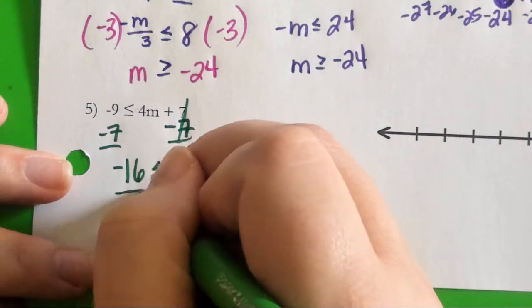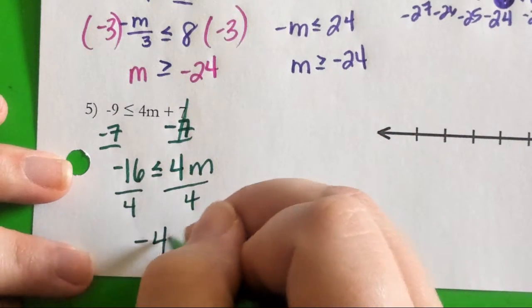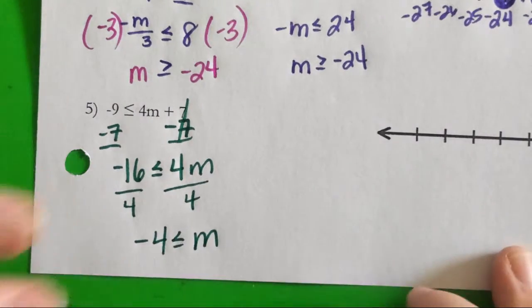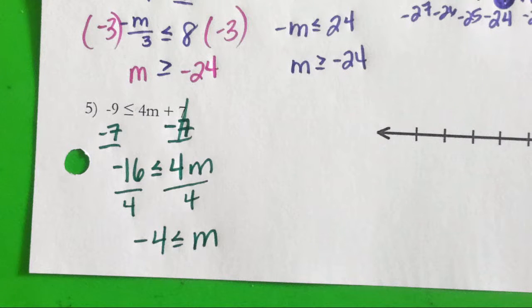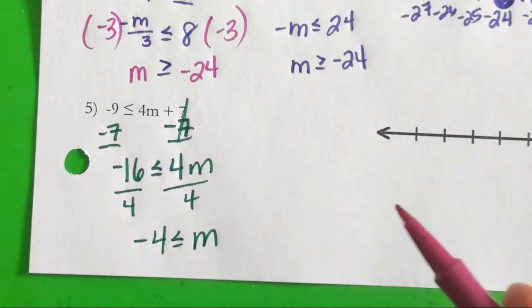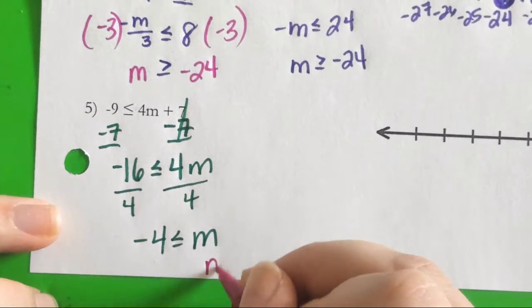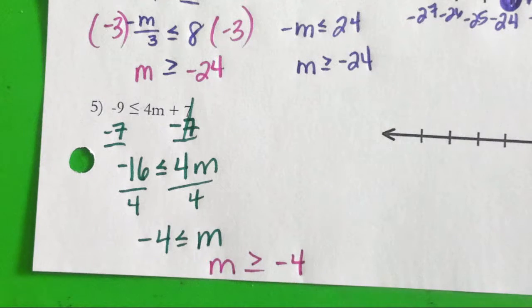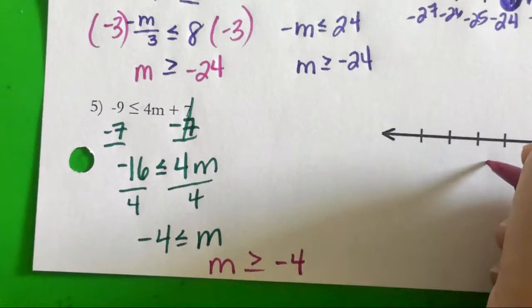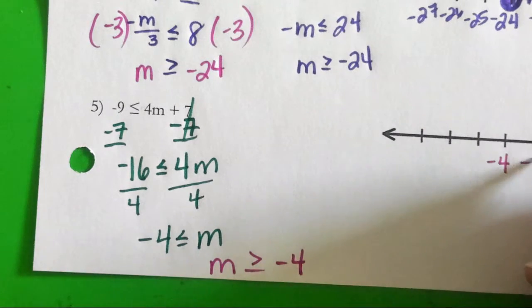Okay, so if we divide by 4, we'll have negative 4 is less than or equal to m. And no, you didn't flip the sign because you didn't multiply or divide by a negative. However, I'm mad. Why am I mad at this? The m's on the right. We need that variable on the left. So this is the part that he's not liking. We need to read it backwards. I know it's an m. I know it's a negative 4. But if we read this sign backwards, it would be greater than or equal to. I don't know if that helps you any maybe or not.